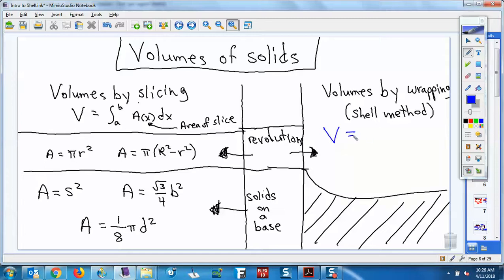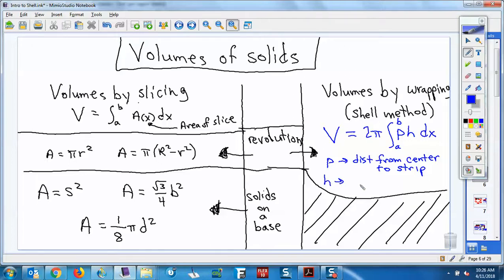So our shell method formula is 2 pi integral from A to B, whatever those numbers end up being, and then P times H dx, or it could be dy if we have horizontal strips. Remember, if you have horizontal strips, it's dy. If you have vertical strips, it's dx. And again, we should write down P is the distance from the center, which is your axis of revolution, to the strip. Now, that's going to be the new part for us to find, but it's really easy once you get the hang of it.